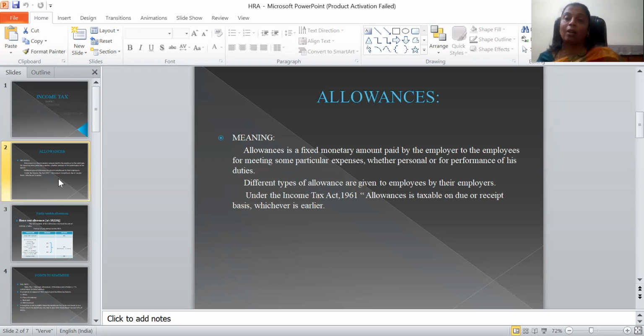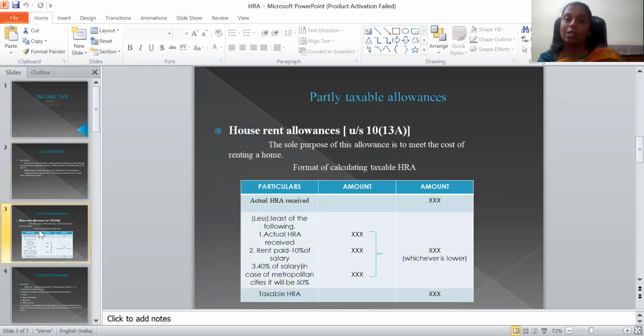So the entire allowances can be classified into three groups: fully taxable allowances. There are certain allowances which are fully taxable, and partly taxable allowances wherein you get an exemption of certain amount, and next is fully exempted allowance. So some of the allowances are fully exempted from tax. Now let us know what is house rent allowance and how are we supposed to calculate this particular house rent allowance. House rent allowance falls under the category of partly taxable allowance.